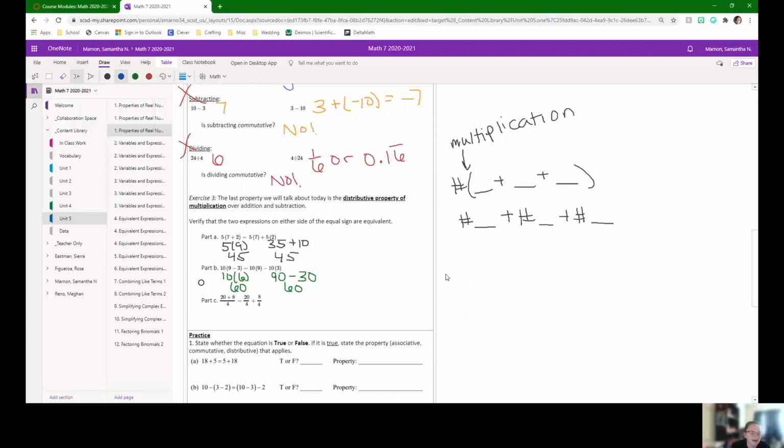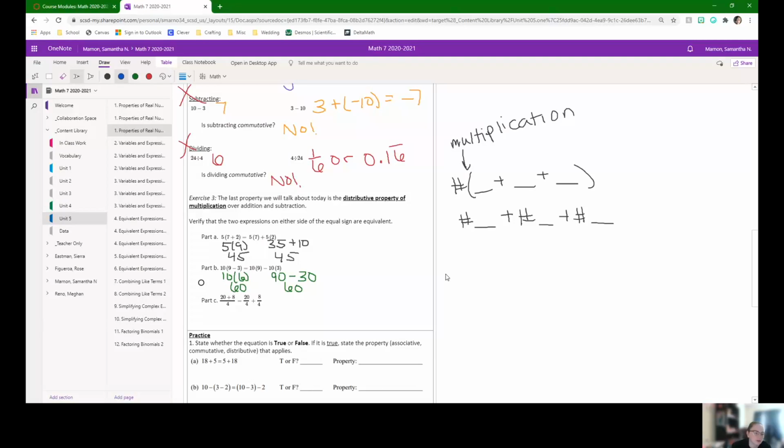Last one. Now we're going to see, okay, so does this work with division? So we're not going to check multiplication, because if you're multiplying a whole bunch of things, we already proved with associative property, you can regroup it. So we're going to try it now with division.